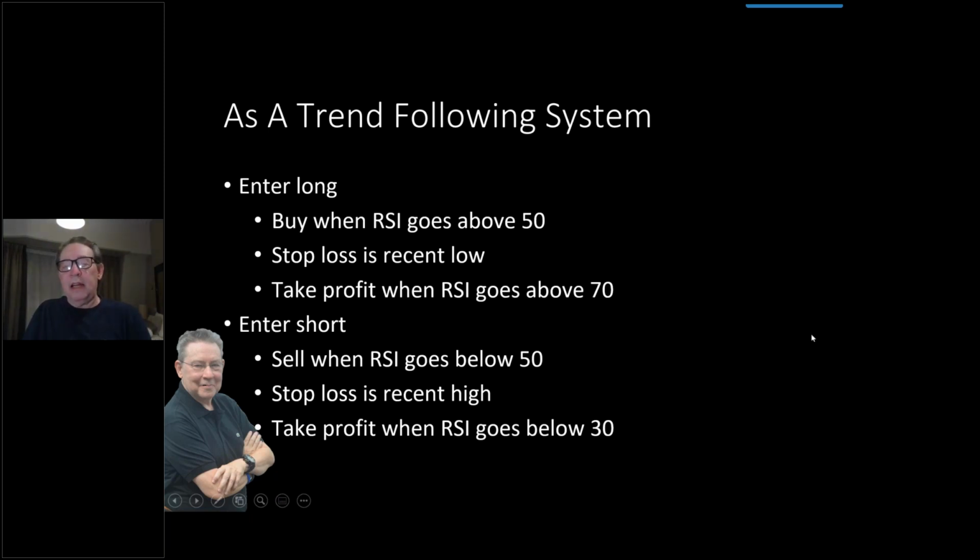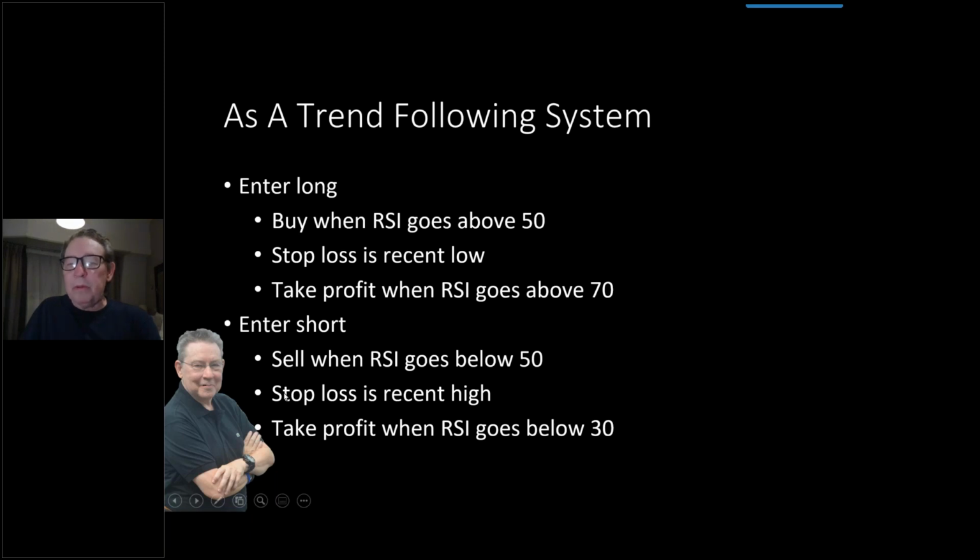Now, why the 50 line? Because remember, the definition of RSI is all about when the sum of the up days is larger than the sum of the down days, then it goes above 50. In other words, by definition, when that occurs, it's a bull market at that point. If the average of down days is larger than the average of up days, that can't be a bull market. So 50 is the dividing line between bullish and bearish on RSI. So let's just buy it when it closes above 50, put a stop loss at a recent low, and then take profits when it gets overbought.